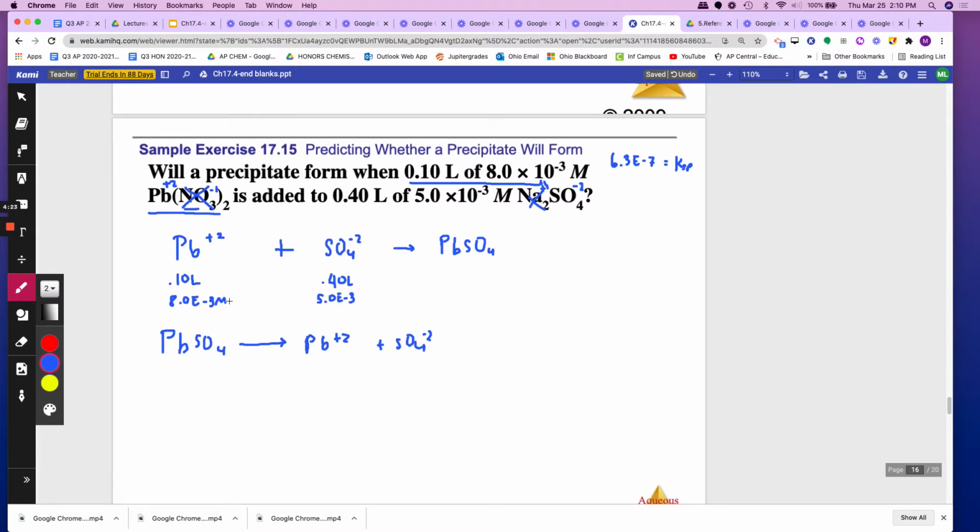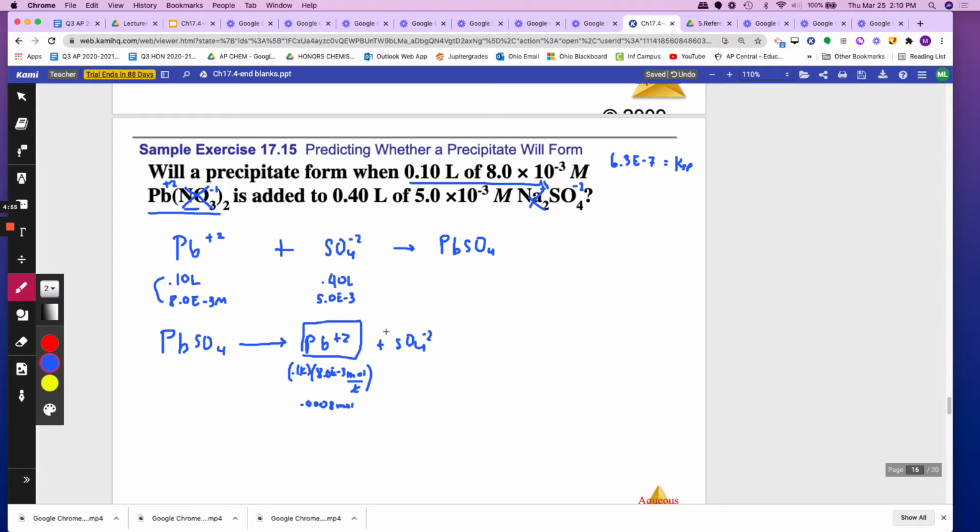Okay, so you're going to multiply these together to get moles. So it'll be 0.1 liters times 8.0 E -3. That's molarity, so moles over liters. The L's will cancel and you will get 0.0008 moles of Pb +2.